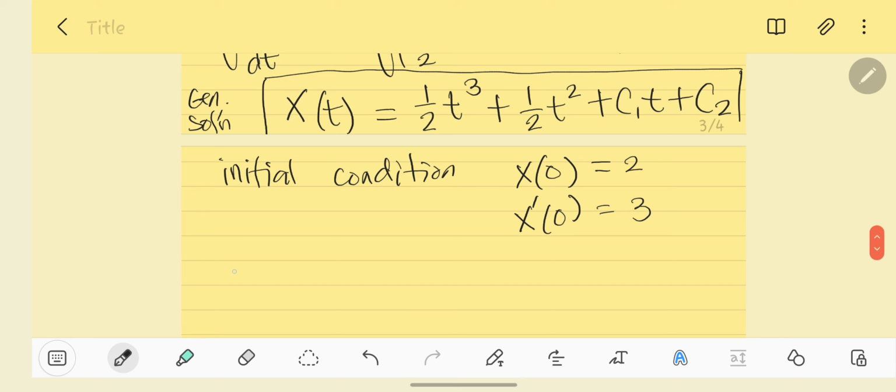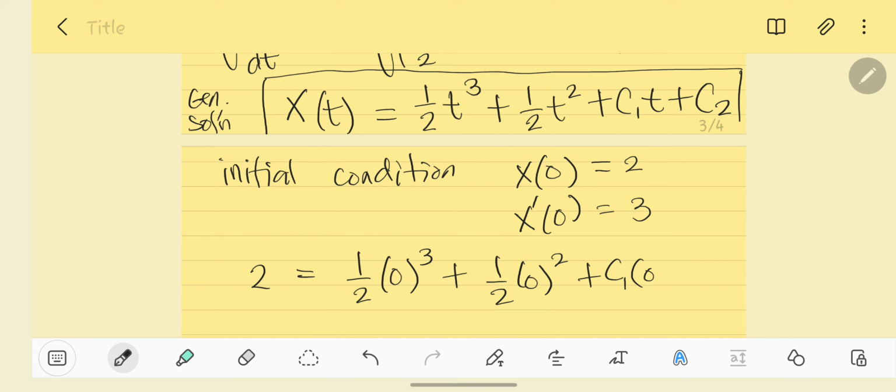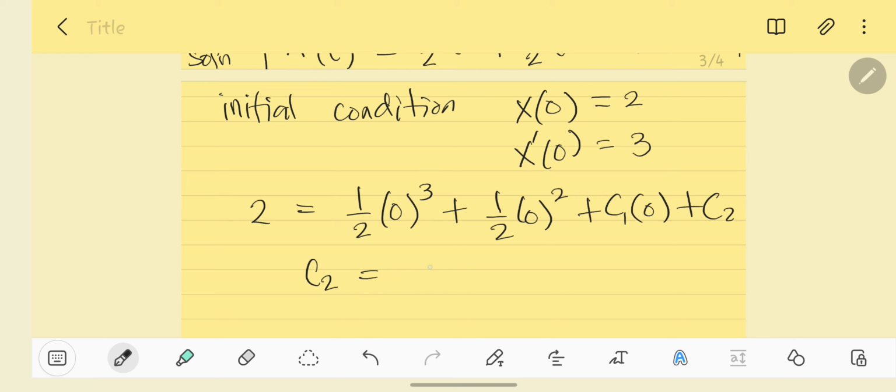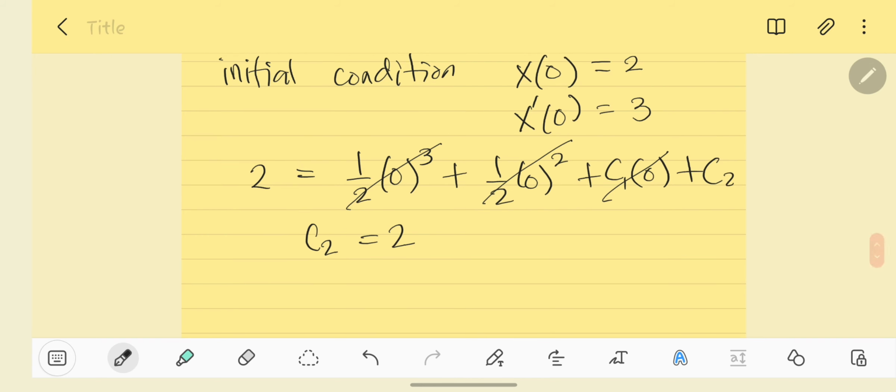Substituting the initial conditions that are given, x of t is equal to 2, and then 1/2 times 0 cubed plus 1/2 times 0 squared plus c1 times 0 plus c2. Then 2 is equal to 0 plus 0 plus 0 plus c2, so c2 now becomes 2.